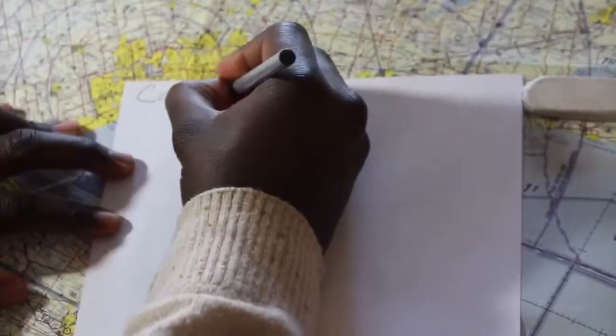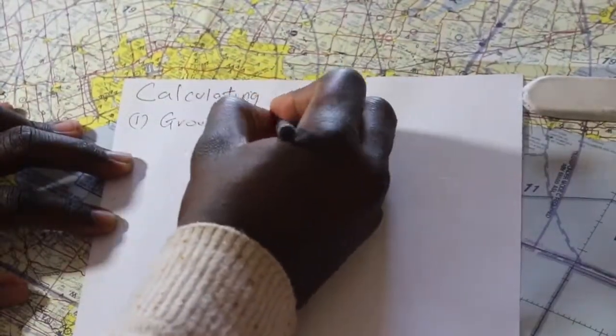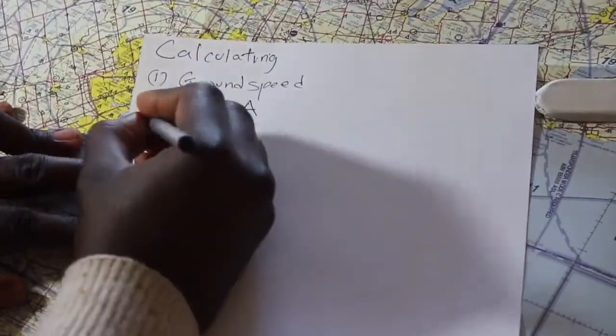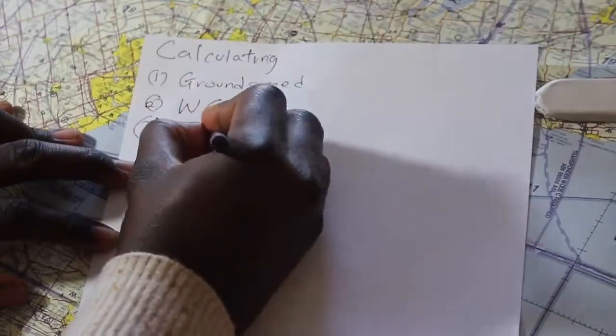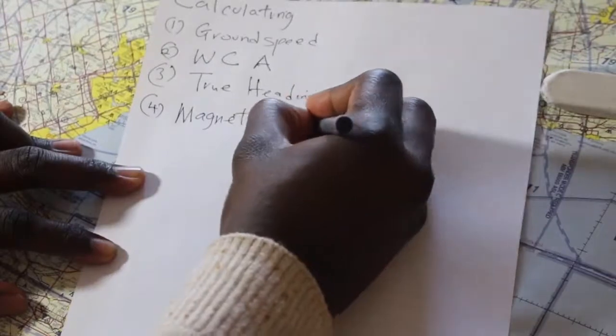In this video, we are going to learn how to calculate the following. Number 1, ground speed. Number 2, wind correction angle. Number 3, true heading. And number 4, magnetic heading.